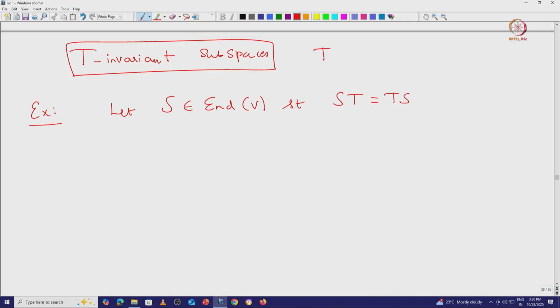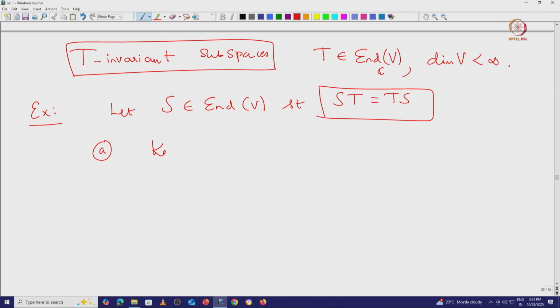So, T is fixed, coming from this endomorphism of V, where the dimension of V is finite. You take another operator S which commutes with T. Then it is easy to prove that the kernel of S is indeed T invariant. And this is very simple checking.